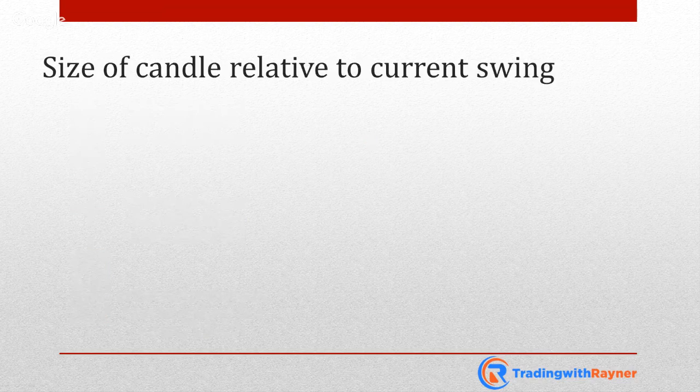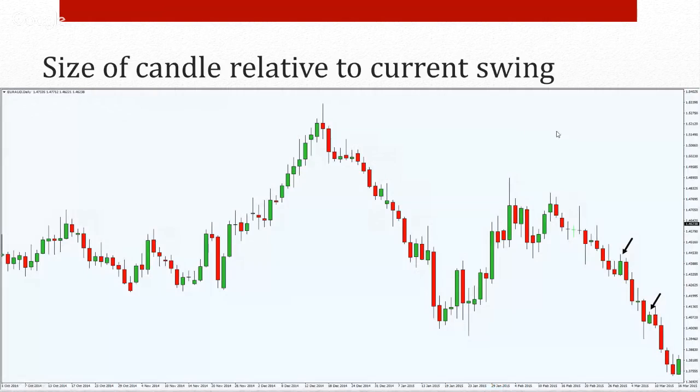Okay, so let's look into this point again: size of candle relative to the current swing. So you can see over here, this is a bullish candle. This is a bullish candle. But if you ask me, is there anything to signal that this down move is going to be over? I would say no, because if you think about this, the size of this retracement candle is pretty much similar to the current swing. So this is what I mean by size of the candle relative to the current swing.